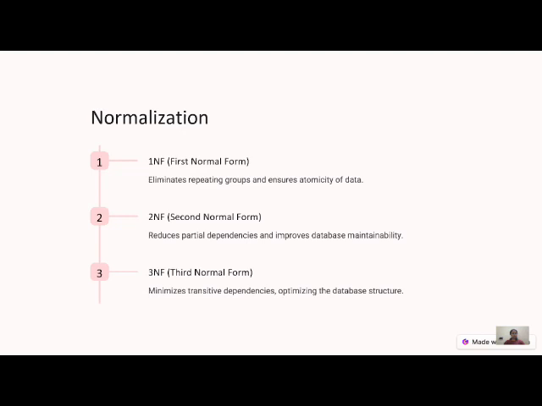Normalization. 1NF, that is first normal form. It eliminates repeating groups and ensures atomicity of data. 2NF, second normal form, reduces partial dependencies and improves database maintainability. 3NF, third normal form, minimizes transitive dependencies, optimizing the database structure.